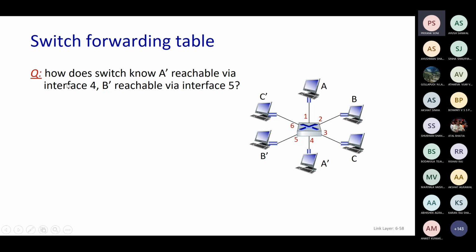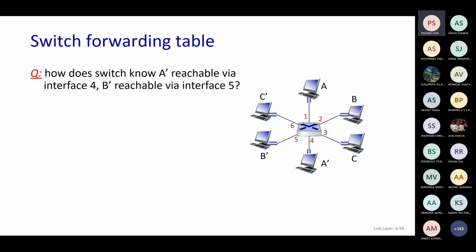How does the switch know that A dash is reachable via interface 4, and B dash is reachable via interface 5? This is a valid question. If somebody has to send a frame to their corresponding destination hosts, they should know what the corresponding port is through which it should be forwarded, right? Because if you remember, this forwarding we had learnt in the network layer only.